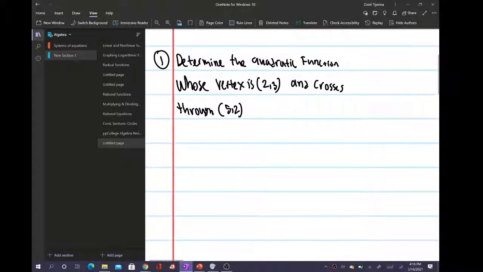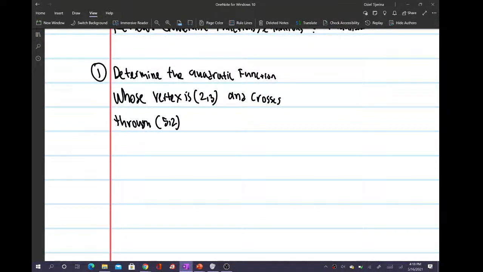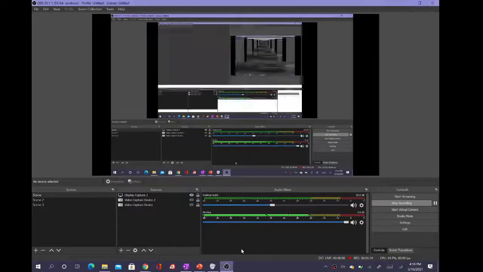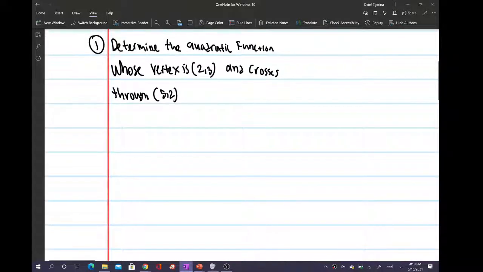Now, we have this question here, and it says, determine the quadratic function whose vertex is 2, 3 and crosses through 5, 2. So we want to know a function f of x that has the vertex 2, 3 and crosses through 5, 2. And yes, this is possible to do.